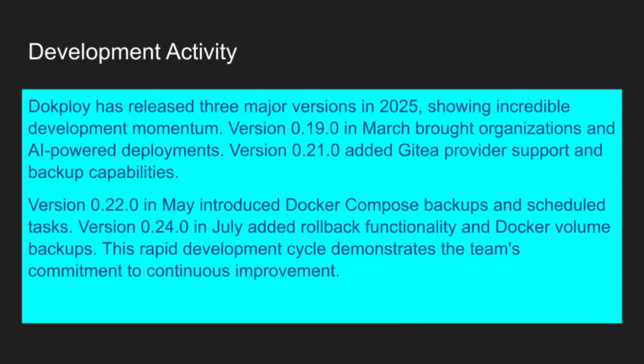Dokploy has been incredibly active in 2025. They've released 3 major versions just this year, showing how committed the team is to rapid improvement. Version 0.19.0 in March brought organizations and AI powered deployments. Version 0.21.0 in March added Git provider support and backup capabilities for Dokploy itself. Version 0.22.0 in May introduced Docker Compose backups and scheduled tasks. And the latest version, 0.24.0 in July, added rollback functionality and Docker volume backups. This level of development activity is impressive and shows the platform is here to stay.